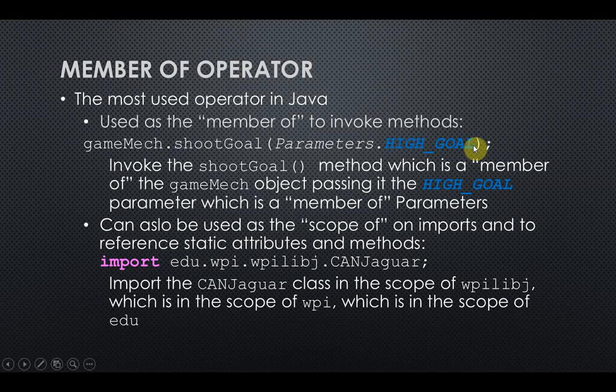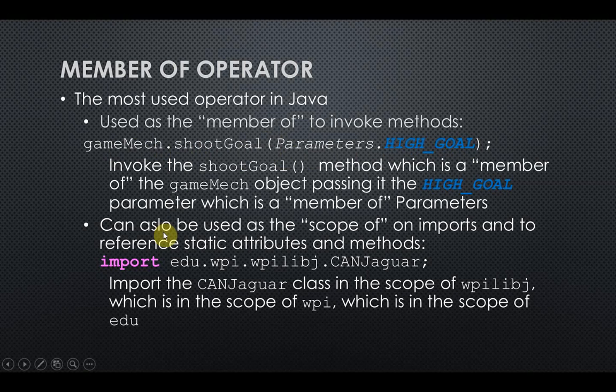So I know that highGoal is a constant value that is a static that's in the class Parameters. And I'm passing that constant value to the shootGoal method member of GameMech. I know it's a method because A, it has a parenthesis immediately following it, and B, it starts with a lowercase letter.